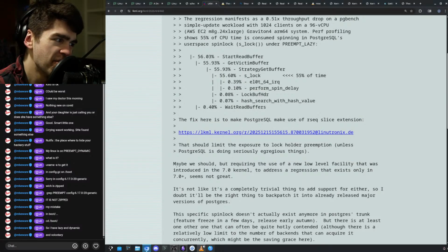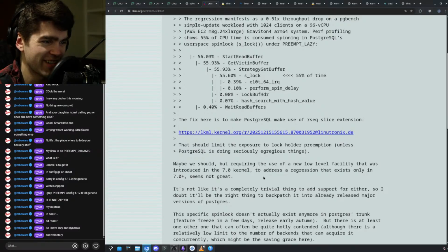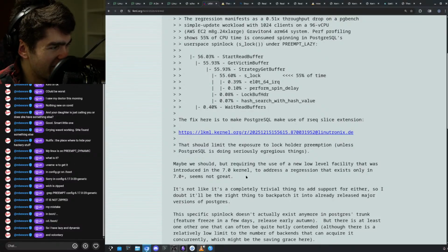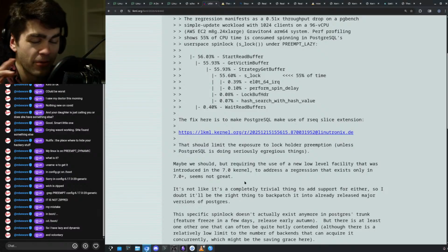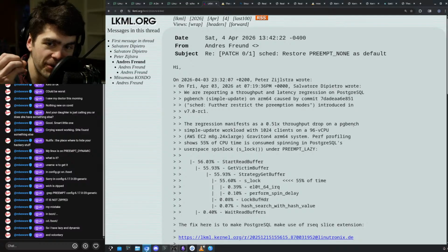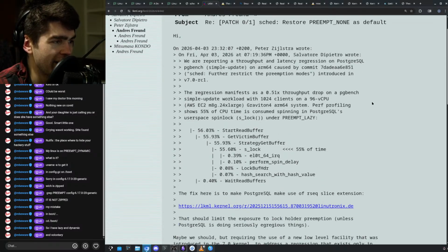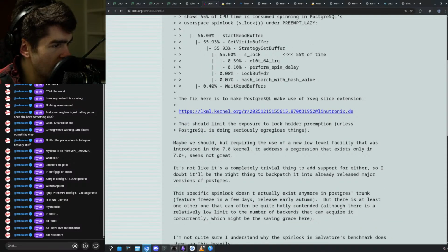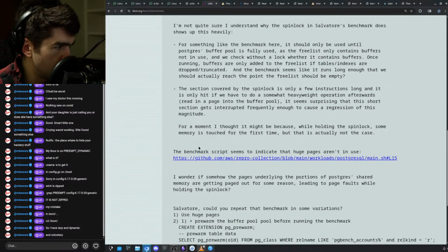He's like, maybe we should... but requiring the use of a new low-level facility that was introduced in the 7.0 kernel to address a regression that exists only in 7.0 seems not great. So, okay. Very based. But here, this guy embodies the third possible option, which is to actually understand what is going on and not just panic or just react.